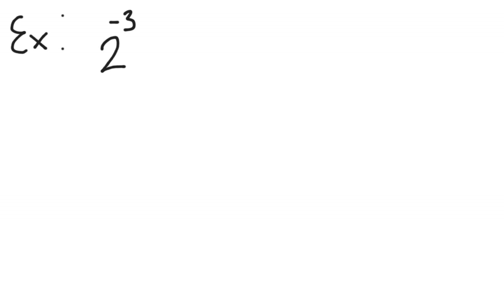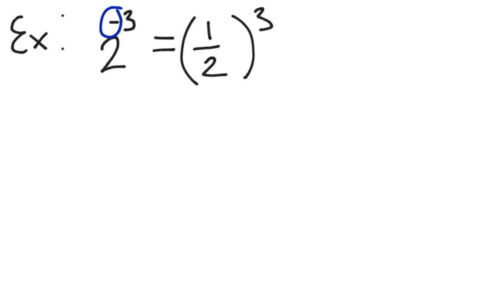So here I have 2 raised to the -3 power. I see that negative sign and right away I know that I'm going to be taking the reciprocal of my base. So the very first thing I'm going to do is change my 2 to the reciprocal of 2. The reciprocal of 2 is, of course, 1/2. So it gets me 1/2 raised to the 3rd power.